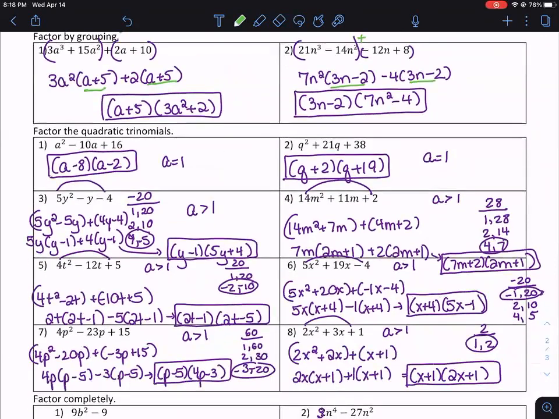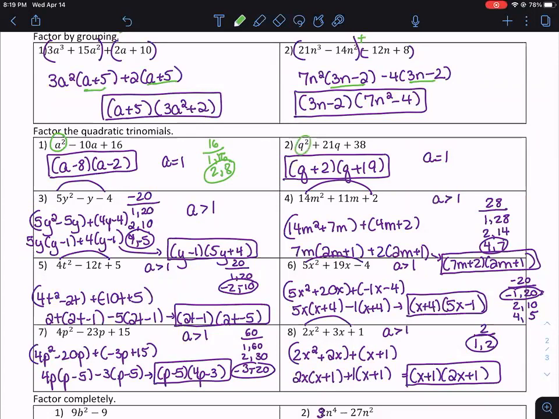Let me do the first 4 of these, and then I'll pause for questions on anything I said on this page. So when your a value has a coefficient of 1, we know this will factor into 2 binomials. A and a go in front to give us back a squared. We're looking for factors of 16 that add to negative 10. Factors mean they multiply. 2 and 8 were the lucky numbers, and they're both negative to multiply to a positive, but to add to a negative 10.